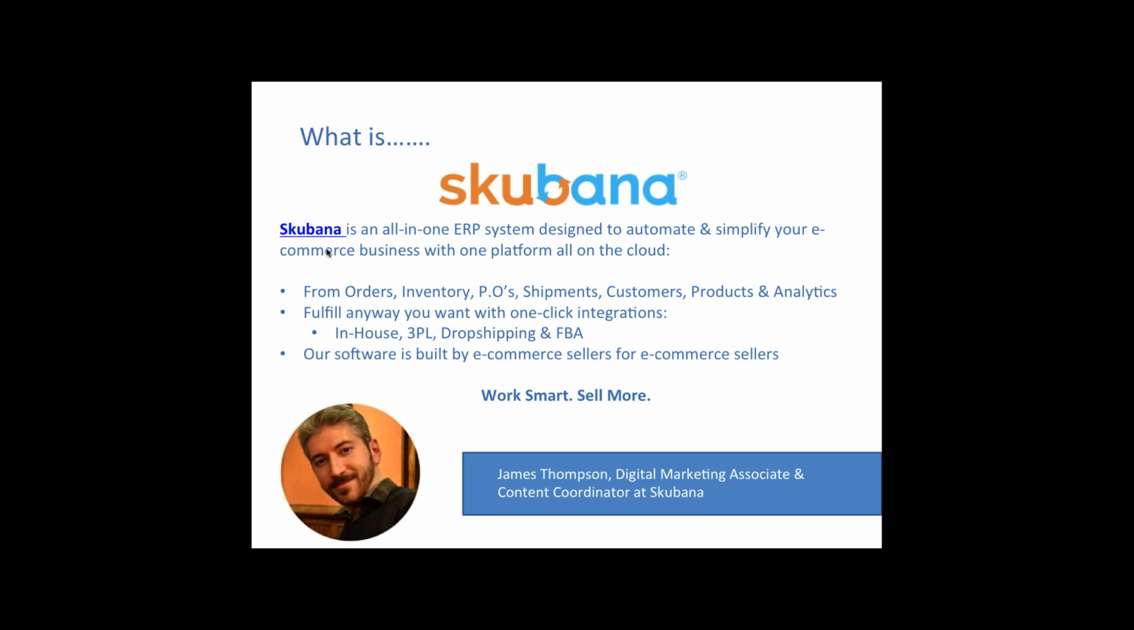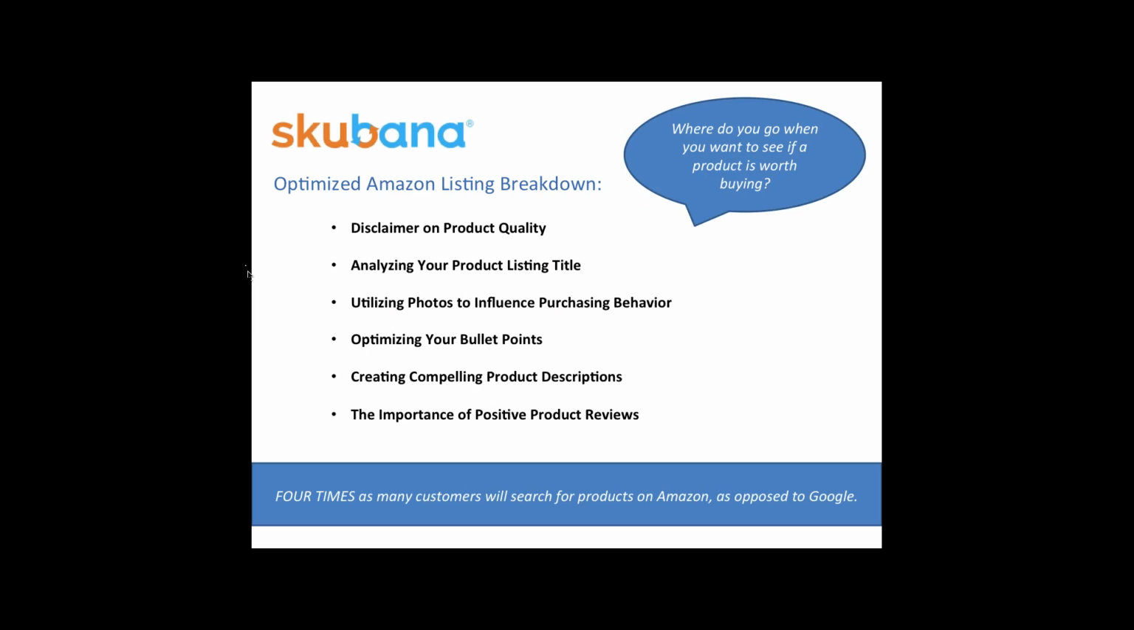But let's move on. I want to start talking about Amazon listings. I want to start helping you guys out. Basic breakdown of what we're going to be discussing: disclaimer on product quality, analyzing your product list, utilizing photos to influence purchasing behavior, optimizing your bullet points, creating compelling product descriptions, and the importance of positive product reviews for Amazon listing. This is a breakdown of what you're going to need, and let's get into it.